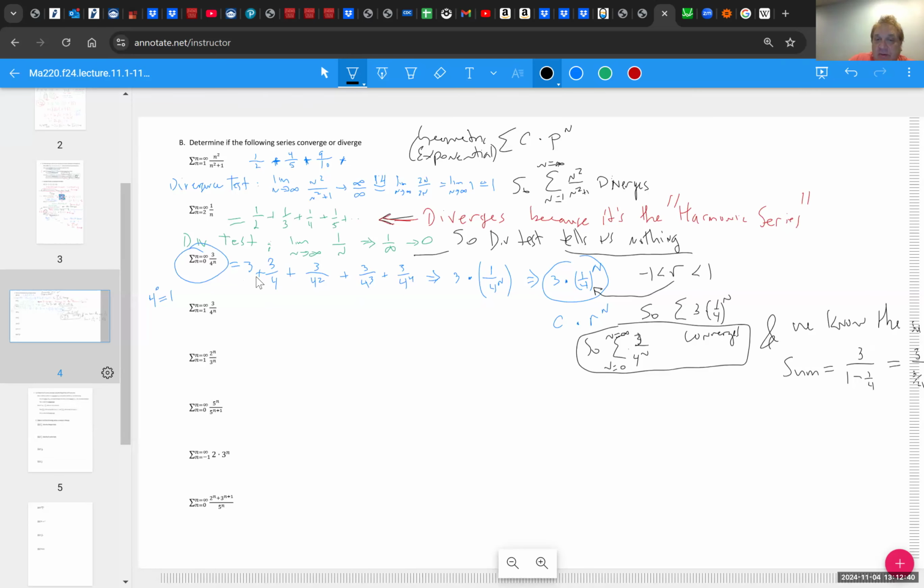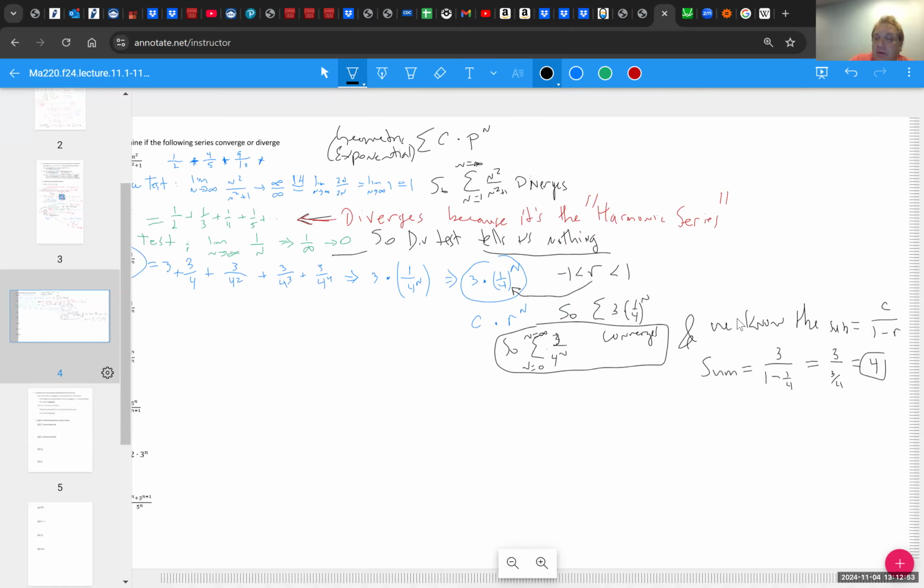Right? So 3 plus 3/4 plus 3/16 plus 3 over 64, I think, plus 3 over 256, if my memory is correct. Those numbers all add up to, if you add all the infinite ones, they add up to 4. But nonetheless, it definitely converges, right? Even if we didn't know it adds up to 4. But we do. But even if we didn't, it would converge.